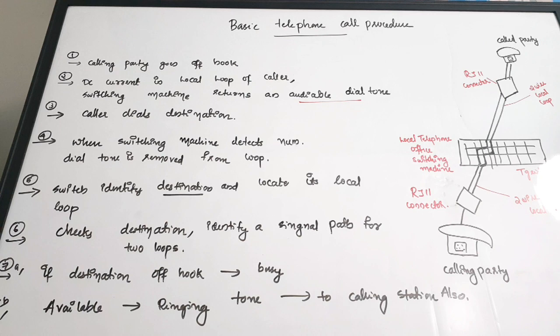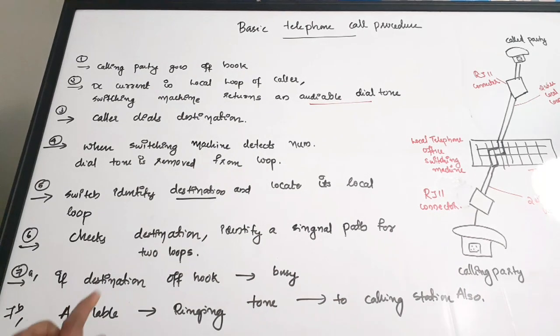In that case, the switching machine will send a ringtone to the called party and also to the calling party. So when we are dialing a number or calling somebody, we can hear that ringing tone, right? The called party can also hear the ringing tone. So both ways the ringtone has to be sent. And this procedure is again happening in 7B. So this is step 7, and 7A is there and also 7B is there.